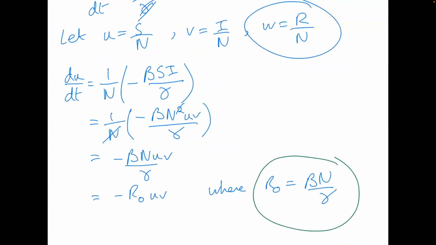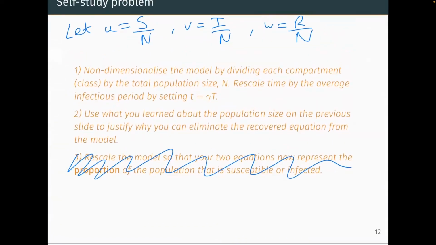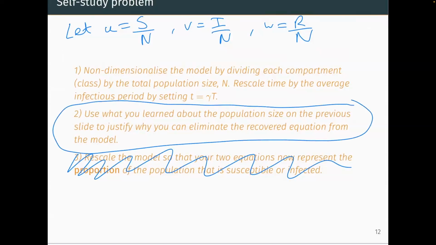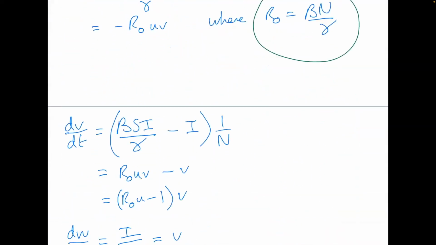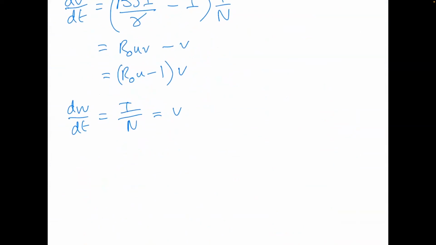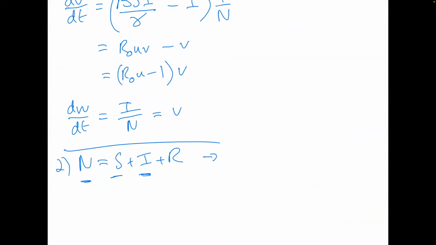Okay, so the model's been non-dimensionalized. This second question here, using what we learned about the population size, because it's constant, we can eliminate our recovered equation from this model. In fact, we could eliminate any of them if we wanted to. We're going to eliminate the equation for W here because N is equal to S plus I plus R, and that's a constant. If we know S and we know I, and we know what N is because it's constant, then we know what R is. Okay, this is just an equation in one unknown. So we can always write R as being N minus S minus I.